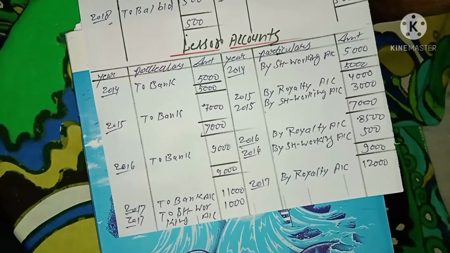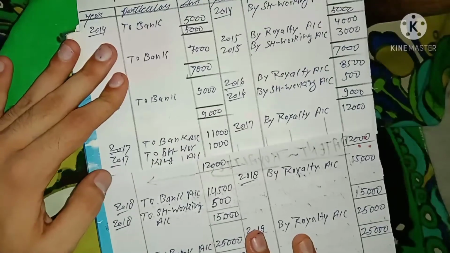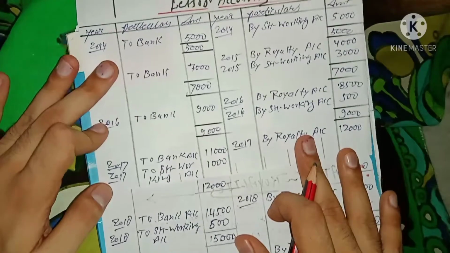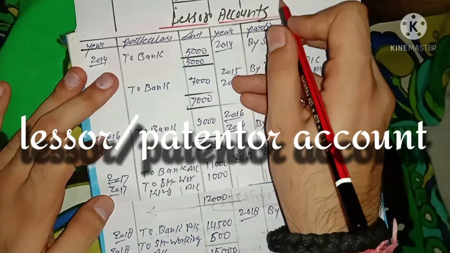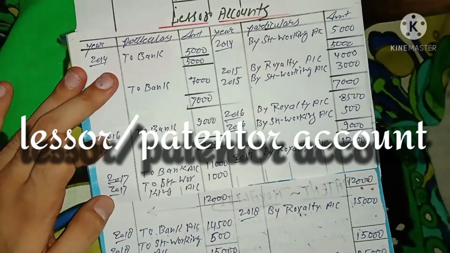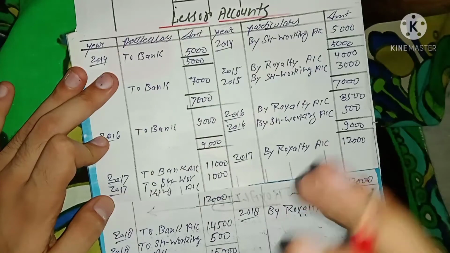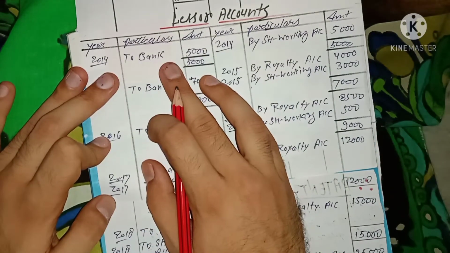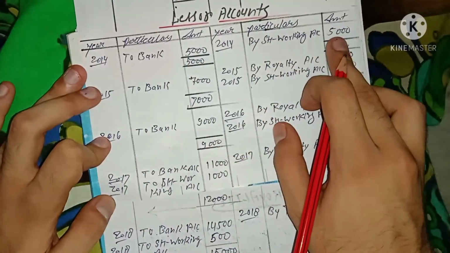Here I have also adjusted this a bit, due to not getting sufficient space, so I have to deal with it there. So here you can see the lessor account, or you could also write it as the patenter account, just because we are solving a patent royalty question. Whatever amount is payable to the patenter in the year 2014 is 5000, and short working incurred is 5000.